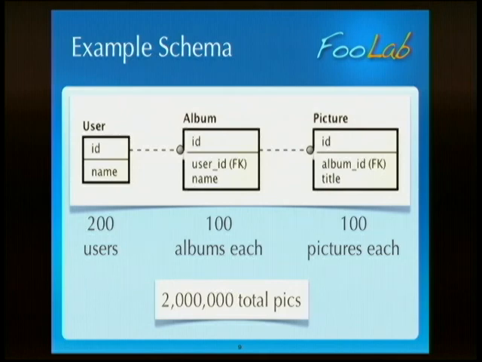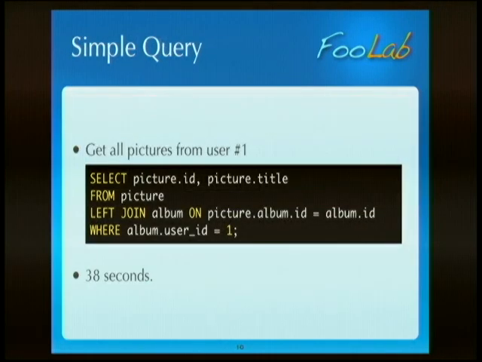I inserted 200 users. I inserted 100 albums for every user, and then 100 pictures for every album, for a total of 2 million pictures in the table. So it's just a loop that inserted a whole bunch of stuff in the database, so I could see how fast queries would run. So a simple query with a join, because that's where the trouble occurs when you use joins.